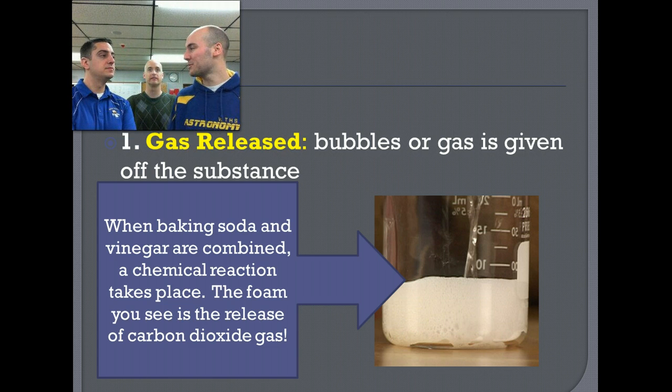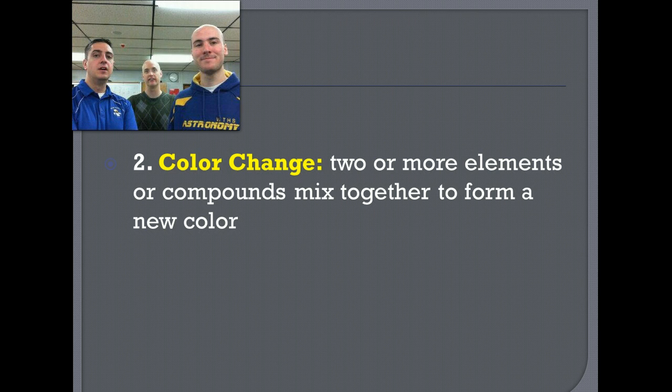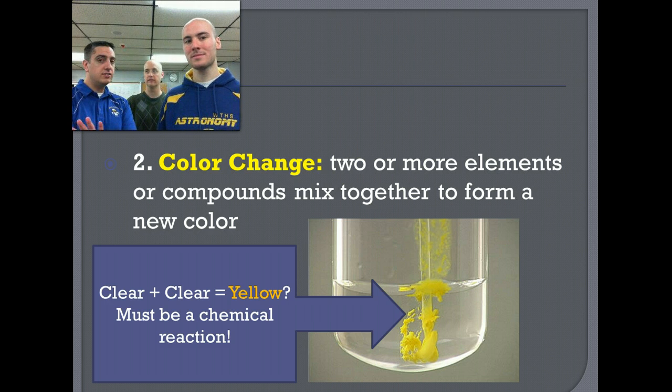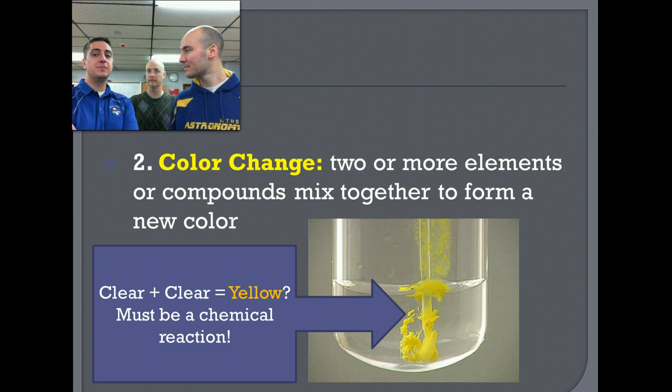So anyway, hopefully that one's pretty self-explanatory. Gas released. Another one is a color change. When 2 or more elements or compounds mix together and you get a new color. Now, I have to say that just because something changes color does not automatically mean that it's a chemical reaction, but a lot of times it is, especially in a case like this. If you have 2 clear things and you put them together and then all of a sudden you have a color, that's definitely a chemical reaction.